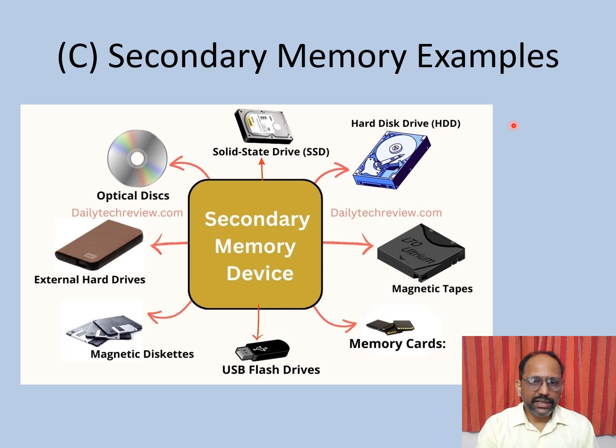These are the secondary memory examples. Very common devices are the hard disk and the SSD. The SSD, a solid state drive, is the latest secondary memory. Then there are optical disks. External hard disks can easily be moved from one computer to another compared to the hard disk. The hard disk is built into the computer, which means it will be present inside the CPU cabinet, and we can't remove it and take it out. Whereas an external hard disk can be easily attached with the help of a USB.